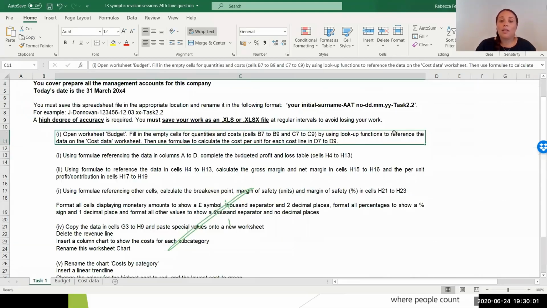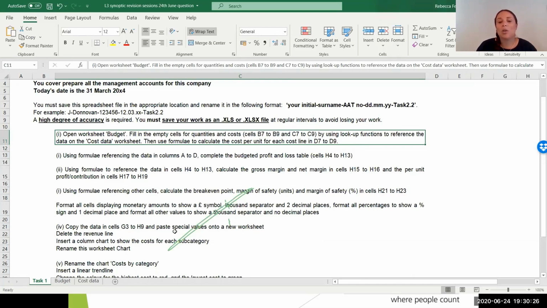Good. If there are any questions on that, pop them in the chat box then. But I'm just going to check that I've done all of this then. So I've filled in my quantity and my costs using VLOOKUPs. And then I've used the formula to calculate the cost per unit in D7 to D9. Perfect. So I'm just going to see, Caroline said, I didn't know if they needed to be divided by the number of units.